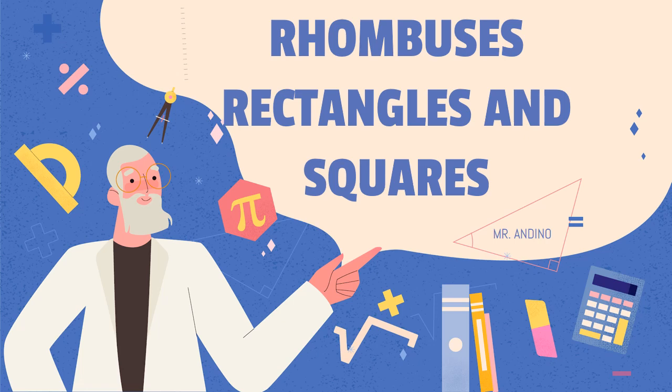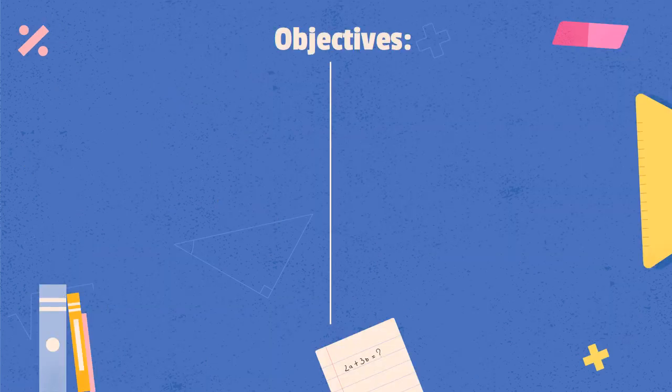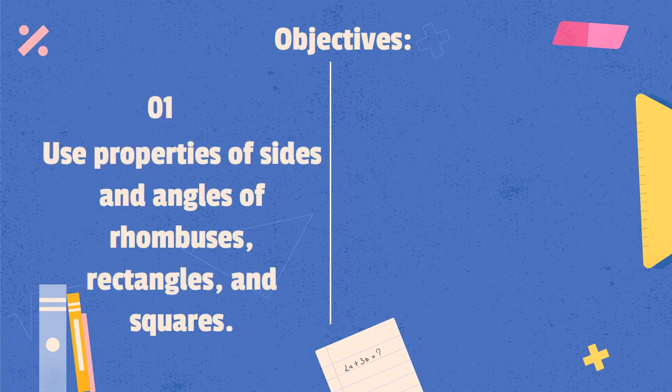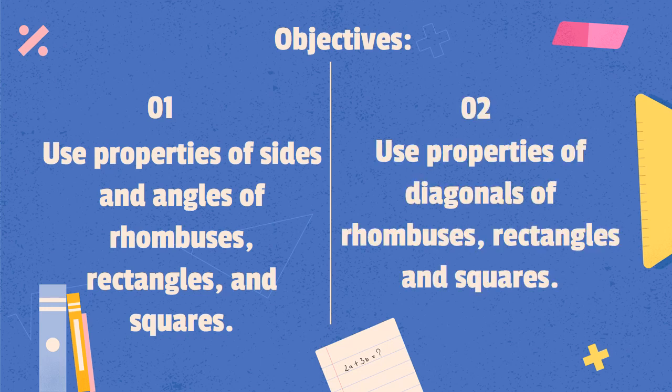In today's section, we're going to study rhombuses, rectangles, and squares. And the objectives of this section are to use properties of sides and angles of rhombuses, rectangles, and squares, and to use properties of diagonals of rhombuses, rectangles, and squares.